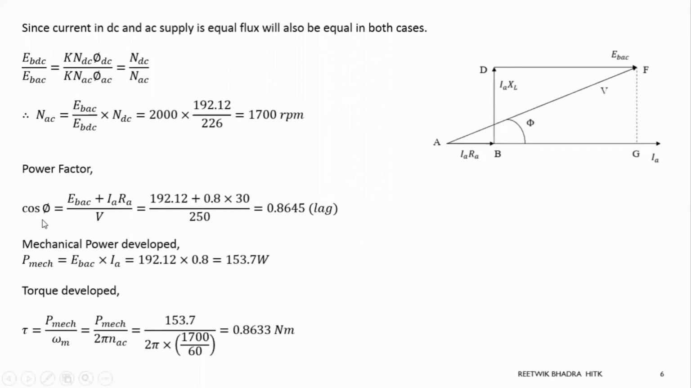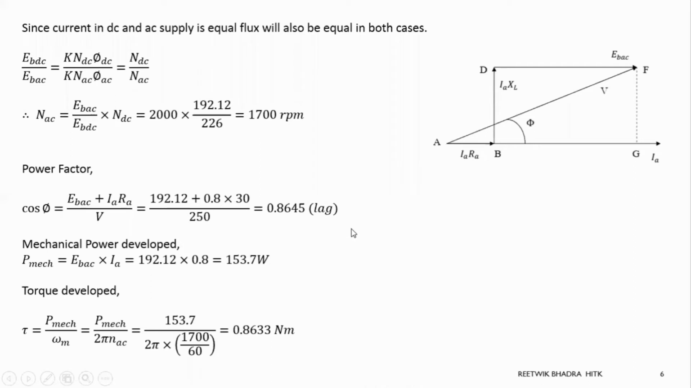Now, how can you calculate your power factor? If you calculate your power factor, you take this triangle and find out the value. So that will be (EB_AC plus I_A R_A) divided by V over here. We'll take this triangle AFG and substitute this value. What is EB_AC? 192. What is I_A? 0.8. What is R_A? 30. What is V? 250. We will get 0.8645.